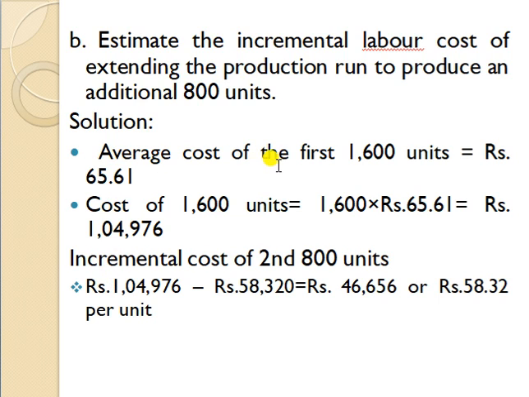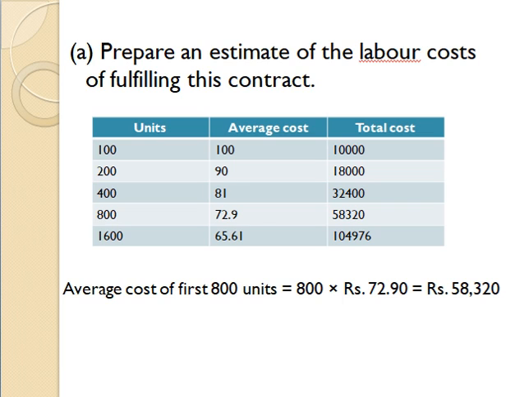Average cost of first 1,600 units equals 65.61. The cost of 1,600 units equals 1,600 multiplied by 65.61, total 1,04,976. Now the incremental cost. You already calculated this, you can check it in the table.